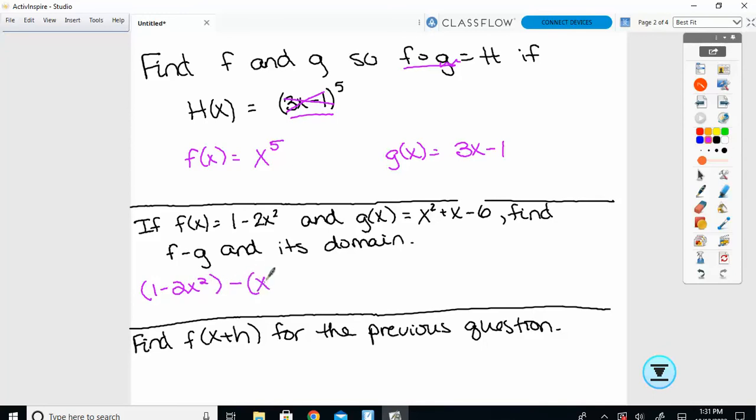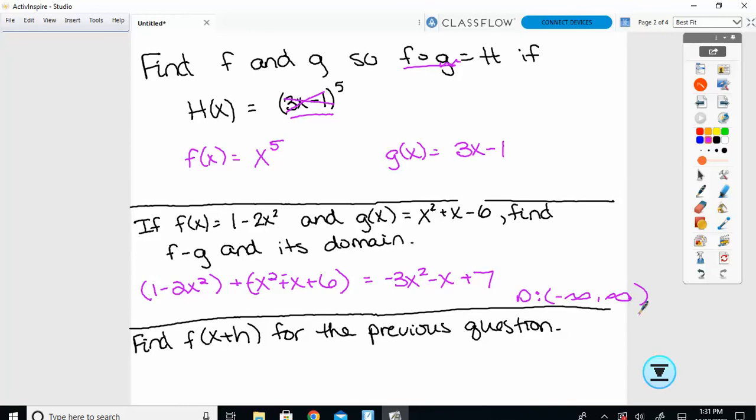So there's f minus, and there's g. So I need to distribute my negative. Combine like terms, so I have negative 2x squared and negative 1x squared, so negative 3x squared. Negative x. 1 plus 6 is 7. What's the domain of that? There's no fraction, there's no square root, so our domain is everything.